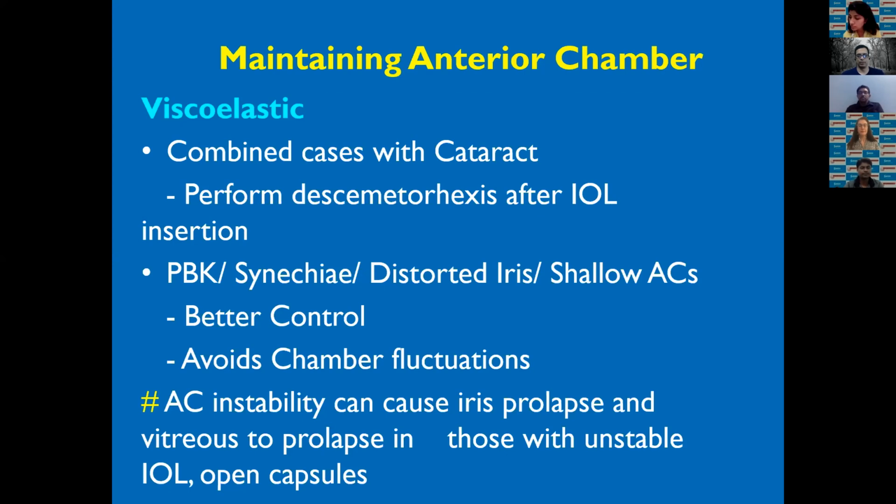Also, if you have AC instability while stripping of the Descemet's membrane, there is a chance that if there is a peripheral PI in those complex eyes where the lens is subluxated, iris lens diaphragm is not very stable, these cases we can have a vitreous prolapse, especially those with open capsules also. So I think it is important to assess the chamber stability before determining what works best, and in most of the PBK cases, viscoelastic is a good option.